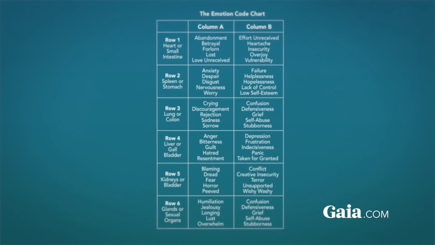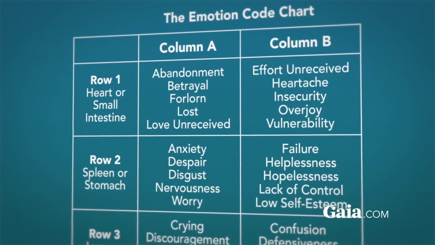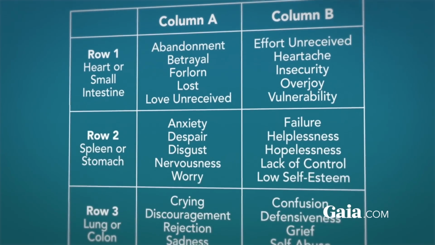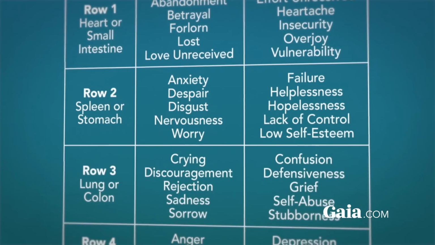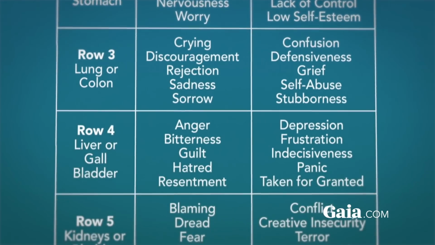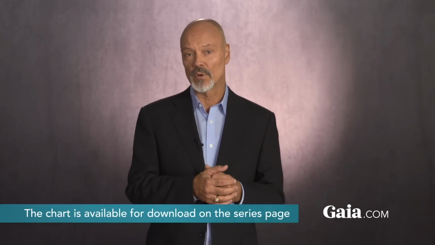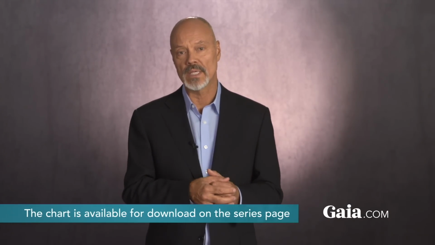Start by figuring out which column this emotion is in. Ask yourself, is this trapped emotion in column A? Focus on that thought for a moment and allow your body to either sway forward or backward. If your body sways forward, then that emotion is in column A. If your body sways backward, the emotion is in column B.